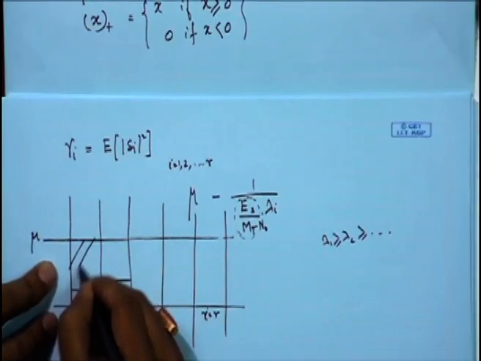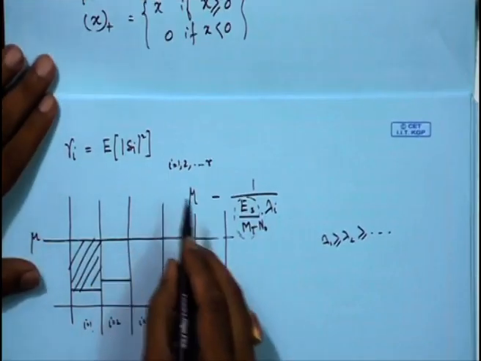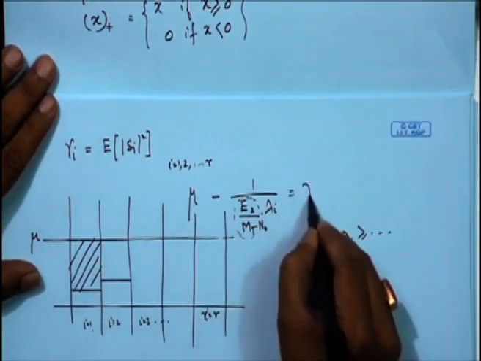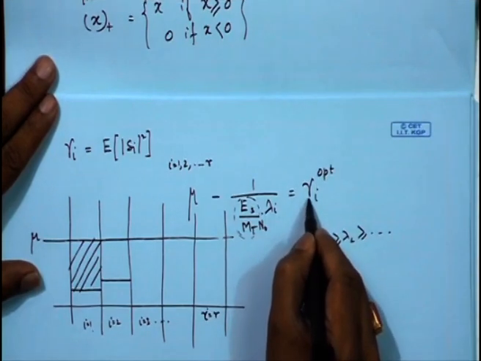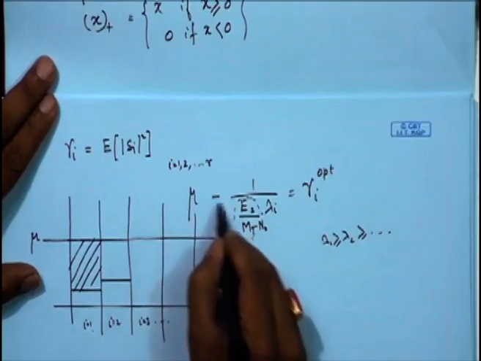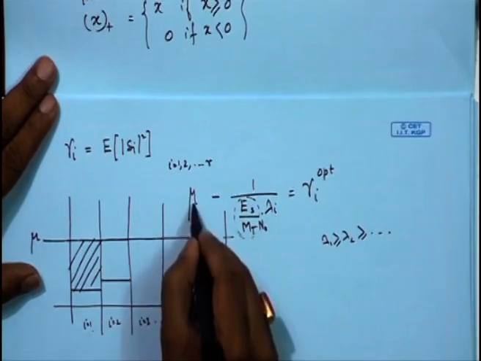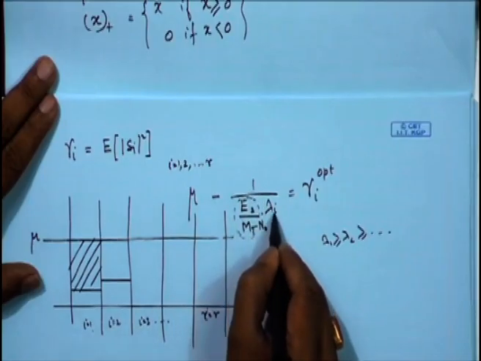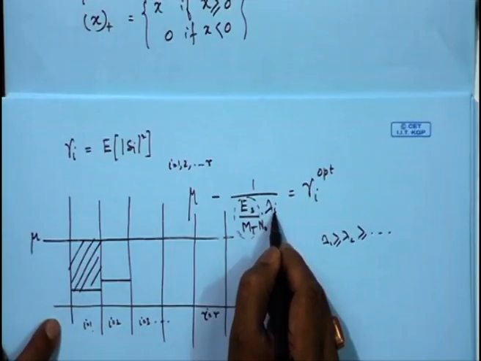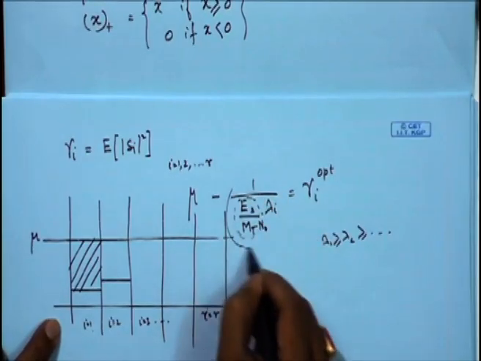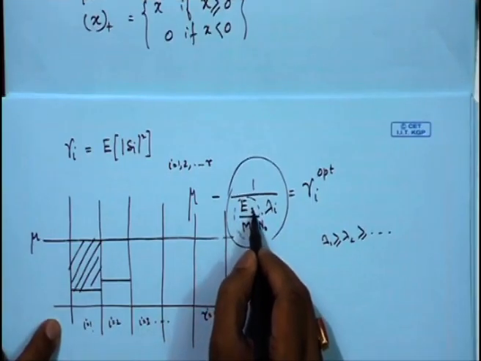So, this is indicative of the amount of power that you are going to give. This is gamma I optimum for the ith symbol. To the first symbol you are going to give mu minus 1 upon this value. For the second, it is mu minus 1 upon this with lambda 2, and what we are saying is lambda 1 is bigger than lambda 2. So, this big number is smaller for lambda 1 than lambda 2.